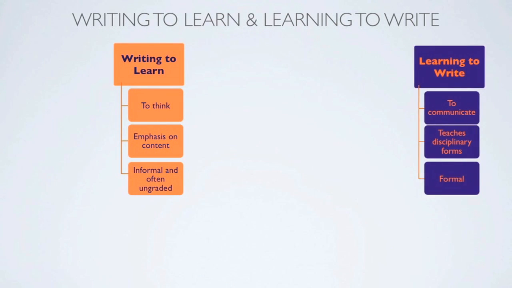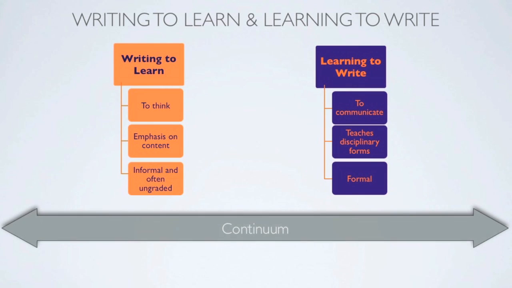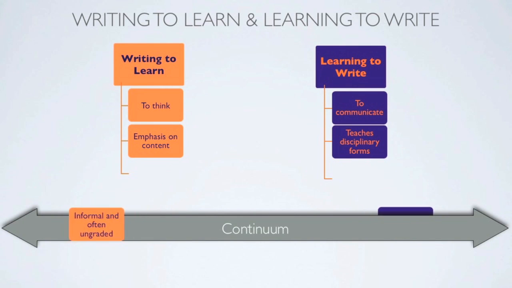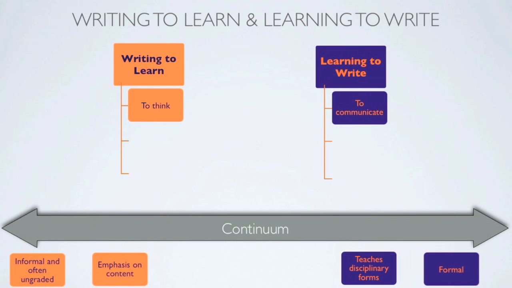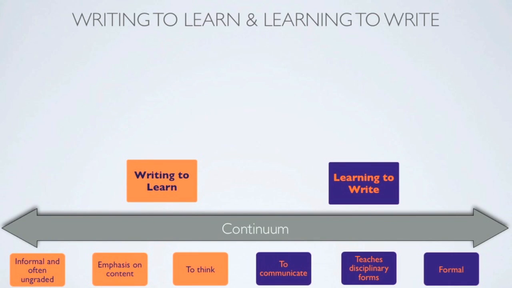Although it's common to talk about writing to learn as different from learning to write, these categories are less absolutes than a continuum. Most instructors use a mixture of both, and writing to learn assignments often lead to more formal learning to write assignments.